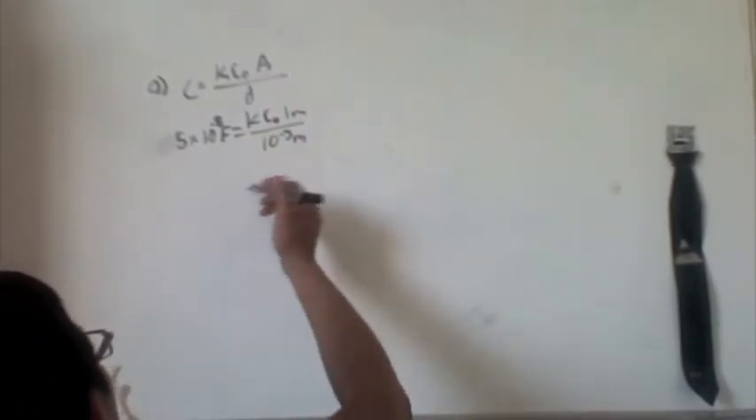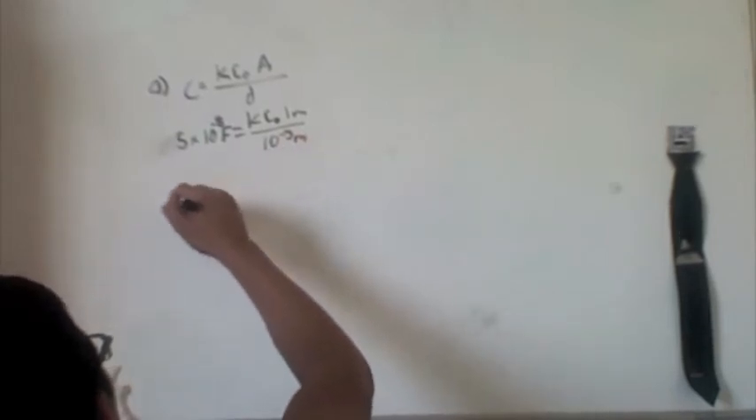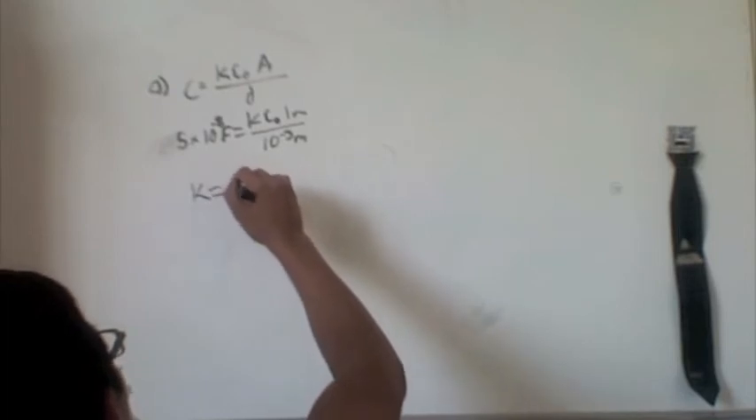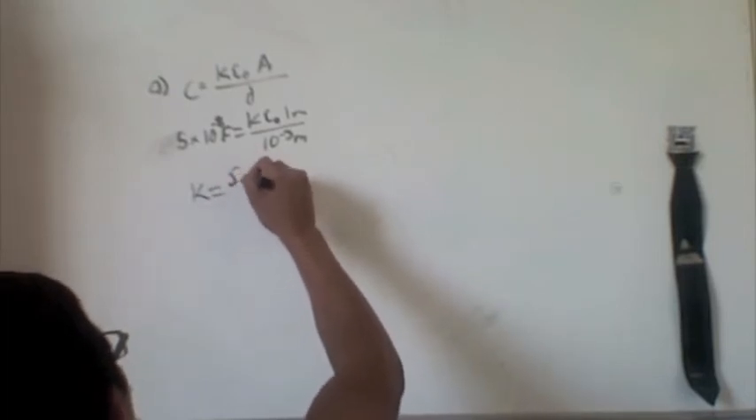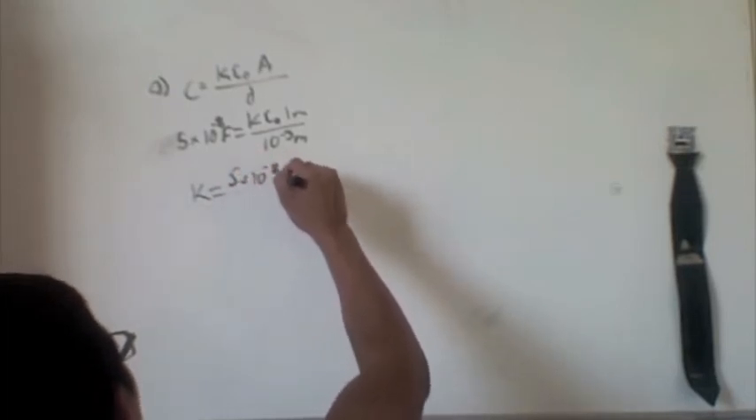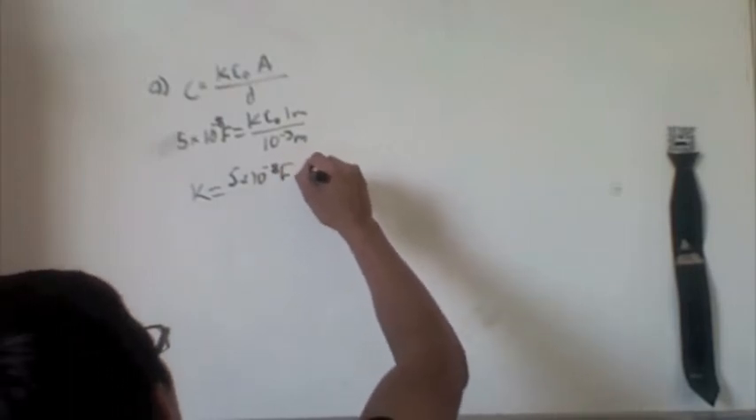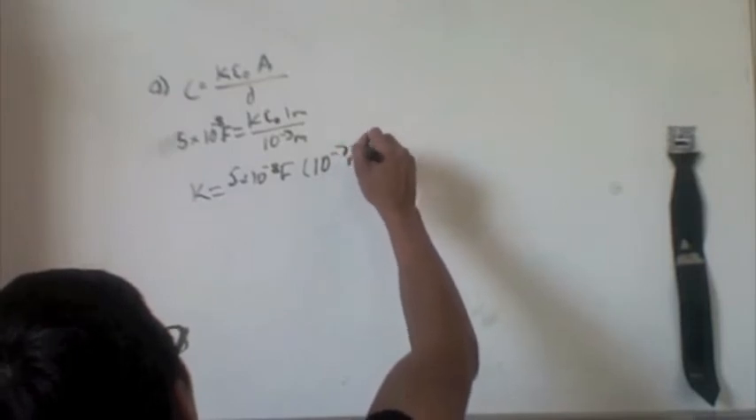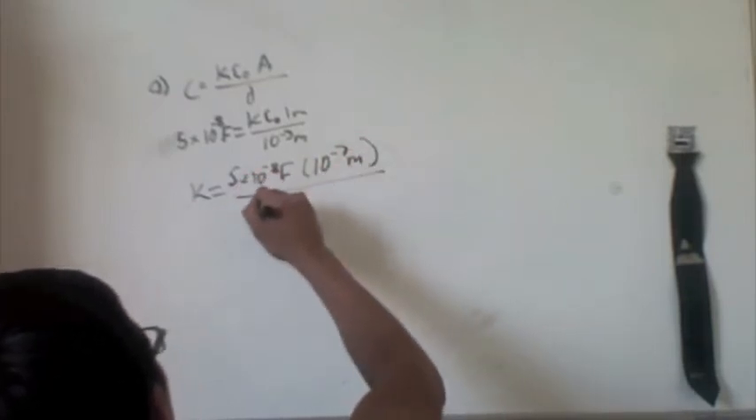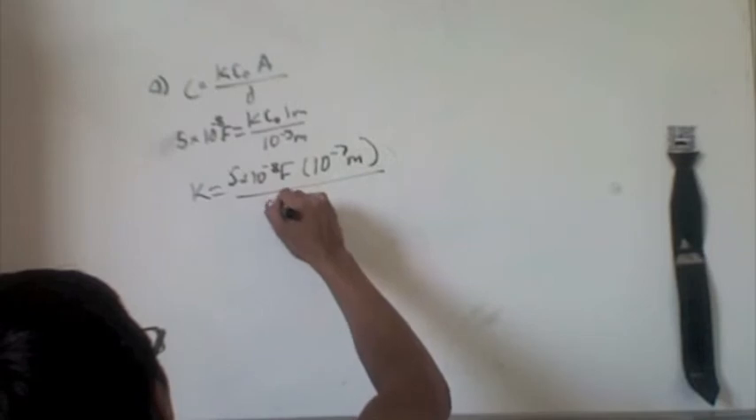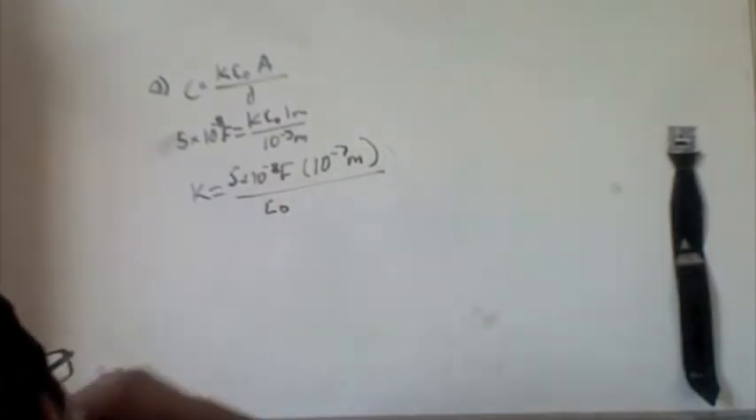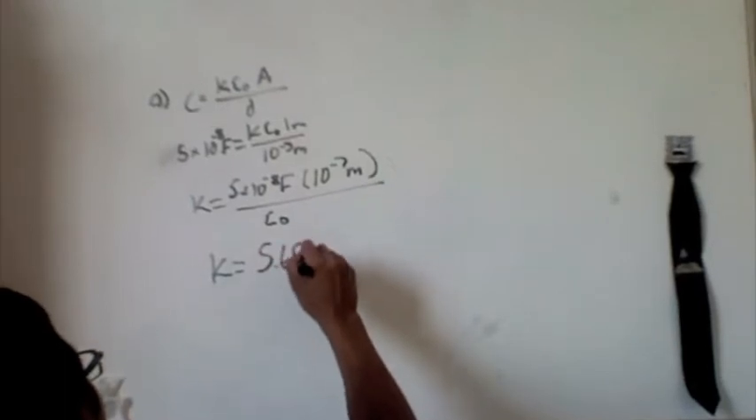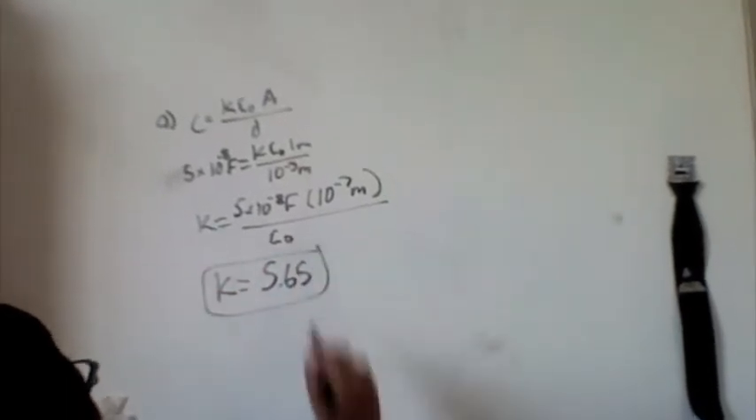So after you change everything over, you get K equals 5 times 10 to the -8 farads times 10 to the -3, all over 9. You get K equals 5.65. And that's part A.